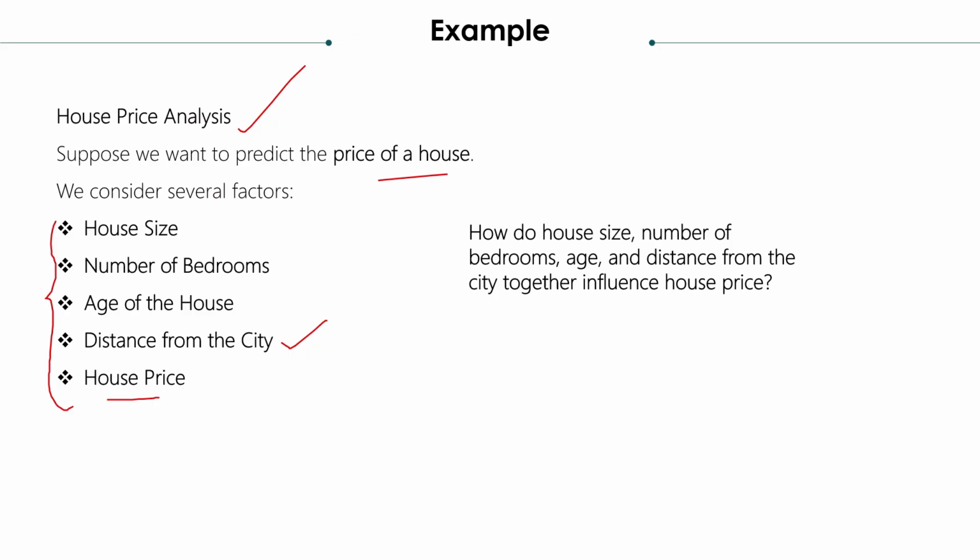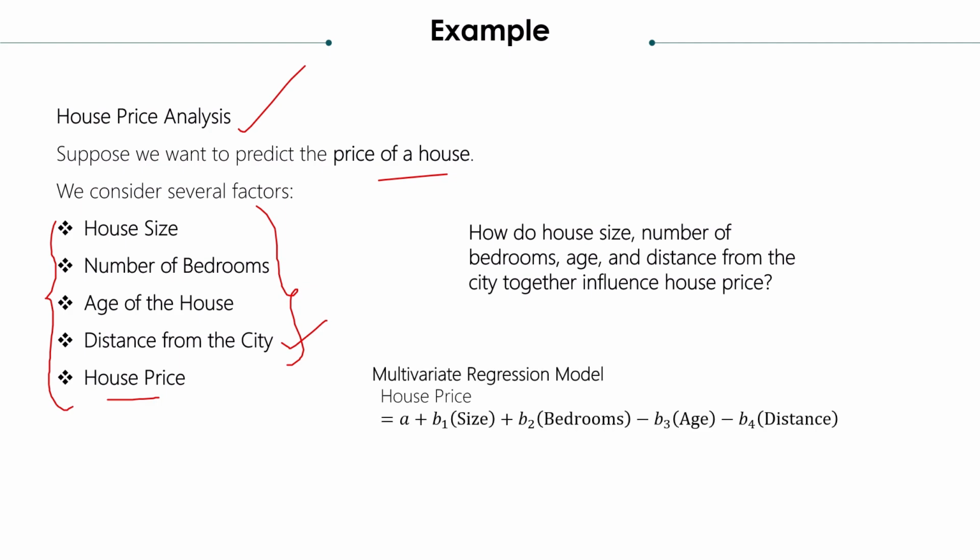The question is how these four variables are influencing the house price. So this is the issue. Here I am giving a solution as a multivariate regression model. I am going to exploit this technique in order to predict my house price. The linear regression model formula will be y equal to mx plus c.